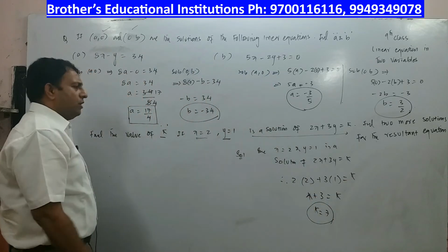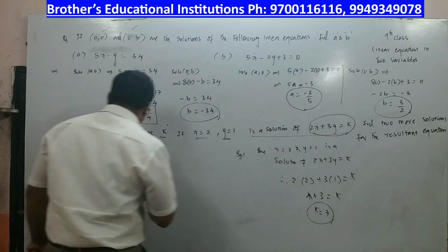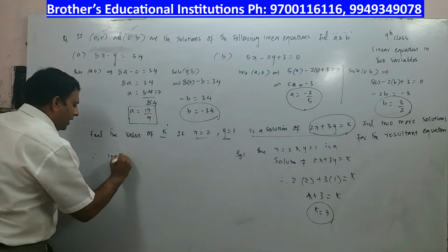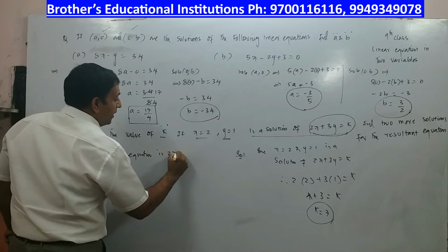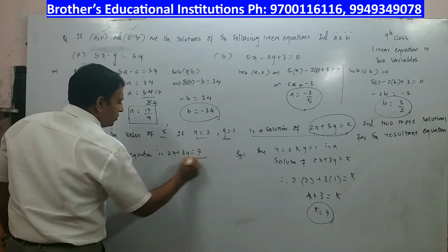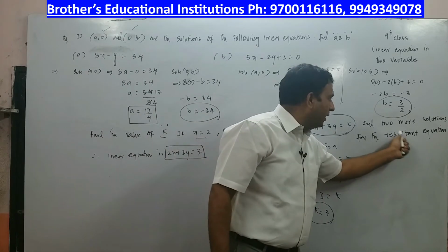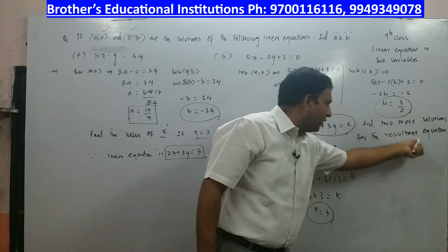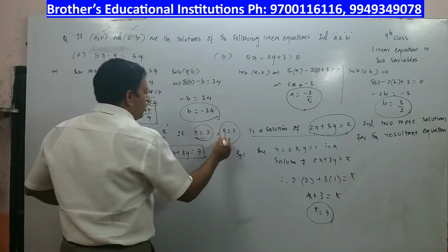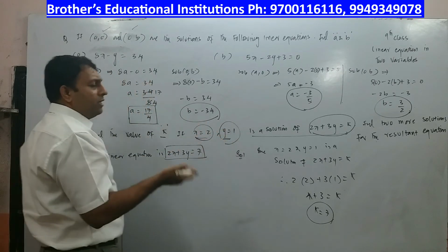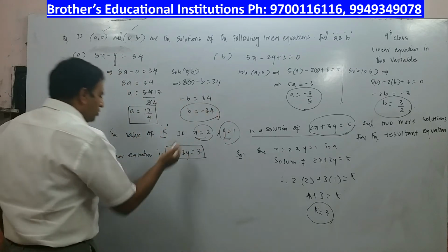So once you know k is equal to 7, you will get the total linear equation. Therefore the linear equation is 2x plus 3y is equal to 7. Now what is he asking you? Find two more solutions for the resultant equation. Apart from x is equal to 2 and y is equal to 1, he is asking you to find two more solutions. How many solutions are possible? Infinite solutions are possible. Another two we have to write. So how will you write?